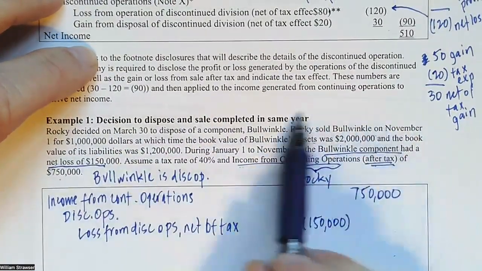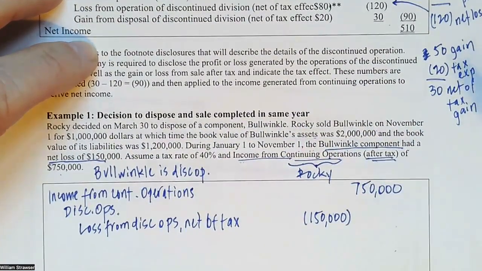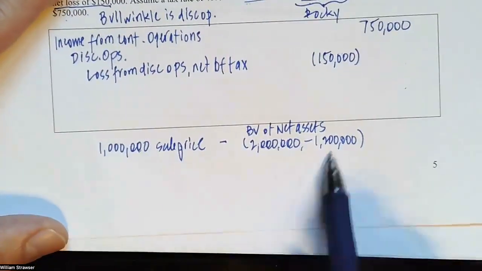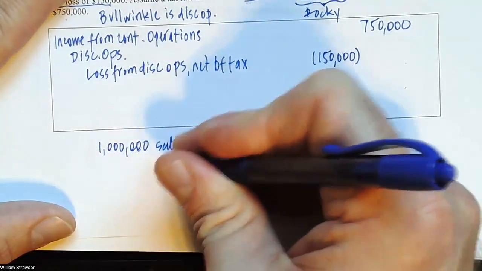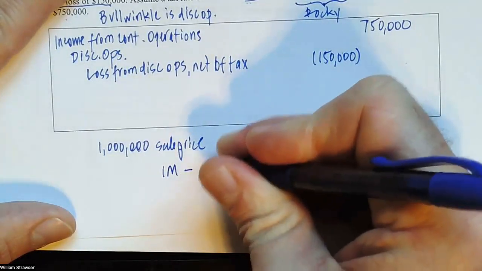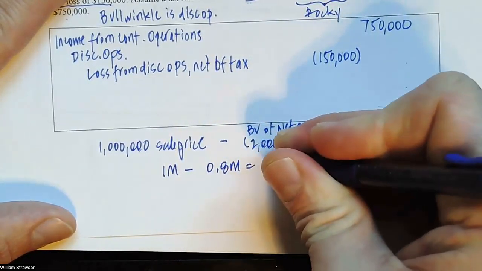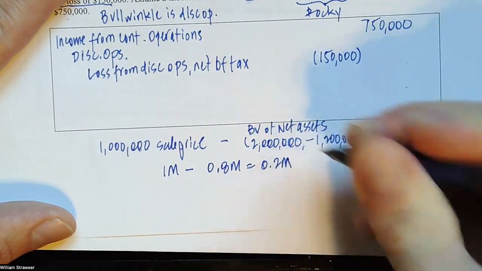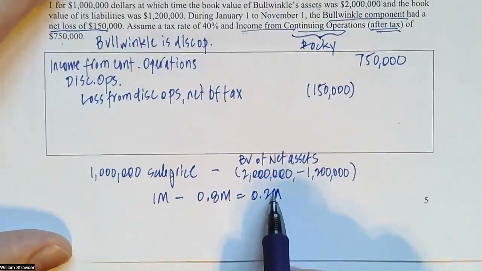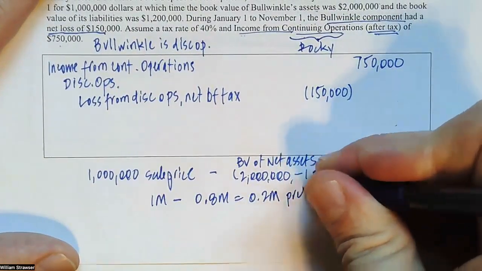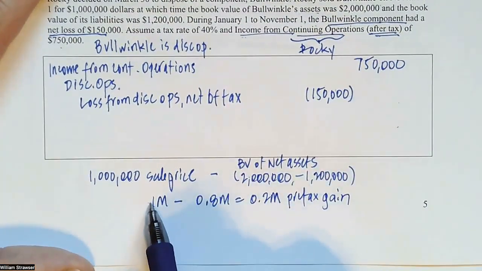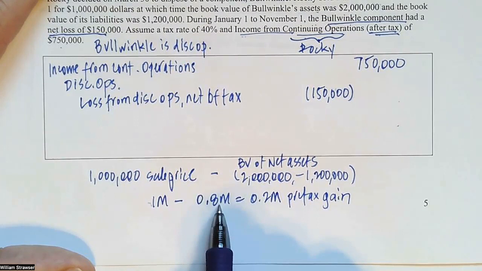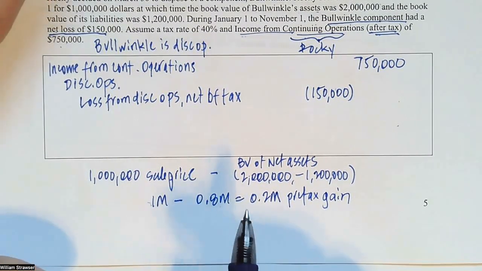All right. It doesn't mention any costs to sell, so that's not a part of my calculation this time. We just go straight through this. 1 million here, 0.8 million here. So I have 0.2 million. This is my pre-tax gain, right? The sale price was greater than what I gave up. And typically that's how I think of gains and losses.